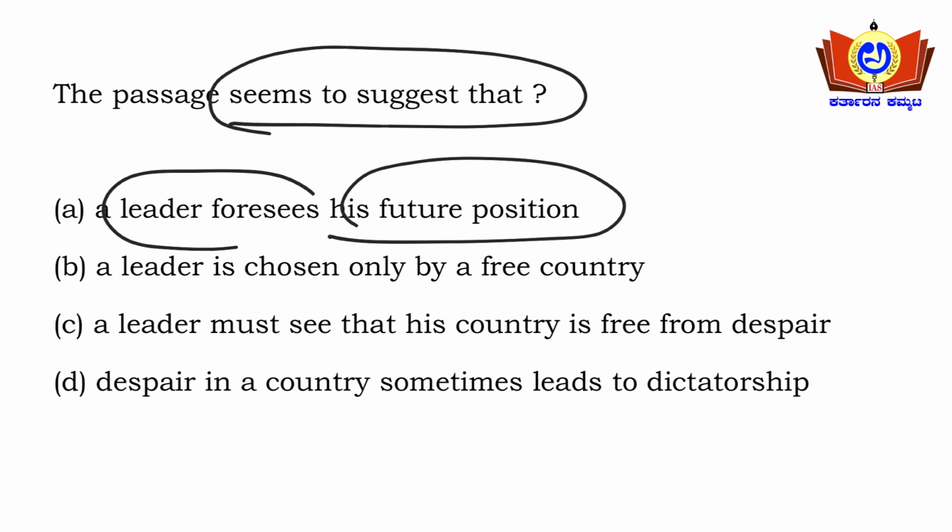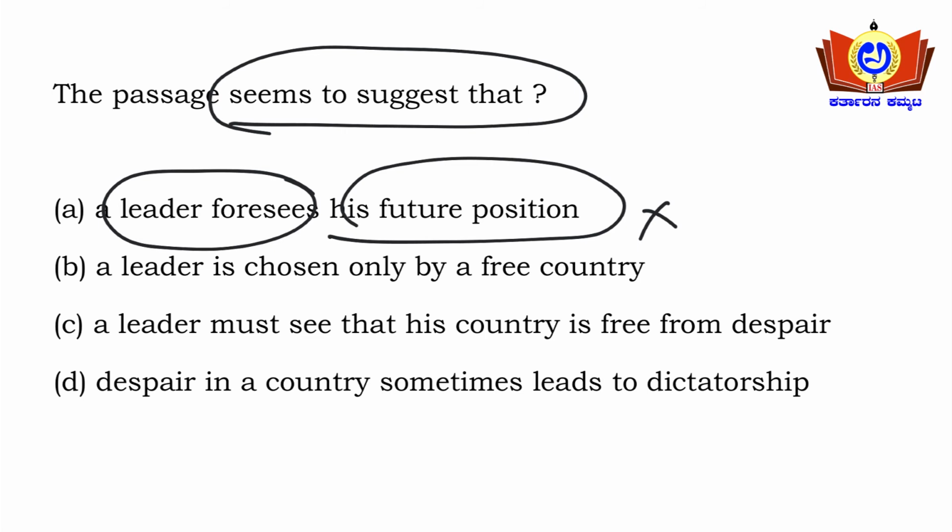No, the passage is telling that we can see if a small kid will become a leader or not. The kid himself will not see that he'll become a leader in future. So a leader foresees his future position, this is wrong. Option A is wrong. The other person can see whether that leader, when he was small, will become a leader. The other person can analyze, not himself, based on the character and ability the passage is saying. So option A is wrong here.